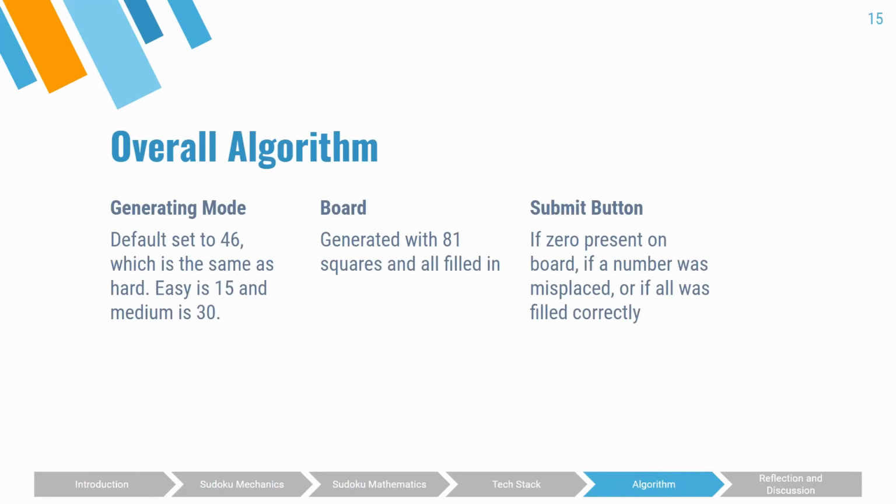A default mode was used when the user first came on the web. When the program runs, it generates the board, then removes numbers from the board depending on what mode was set. This simplified things since we do not need to check if the board was solvable at first. The submit button checks each number to see if it conflicts with other numbers or if there's a 0 on the board.